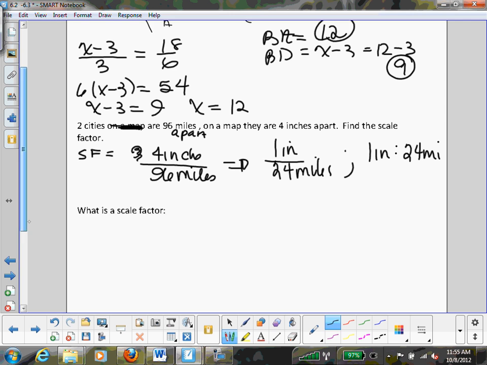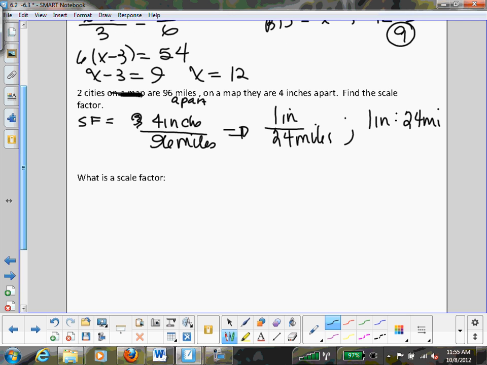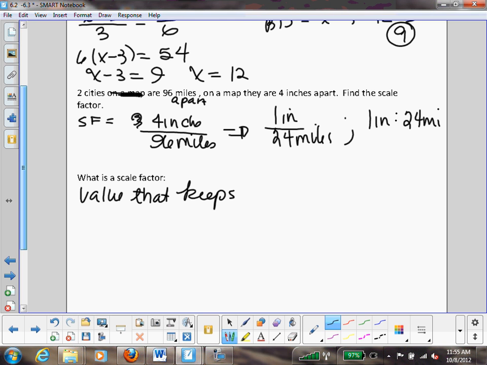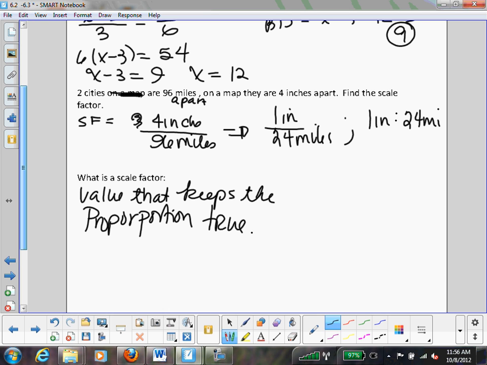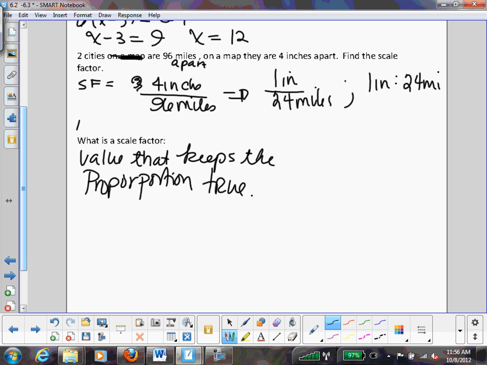We will. So what is a scale factor? It's the fraction, or the value, that keeps the proportion true, so that the fractions are equal to each other. Yep, this is a note card one.